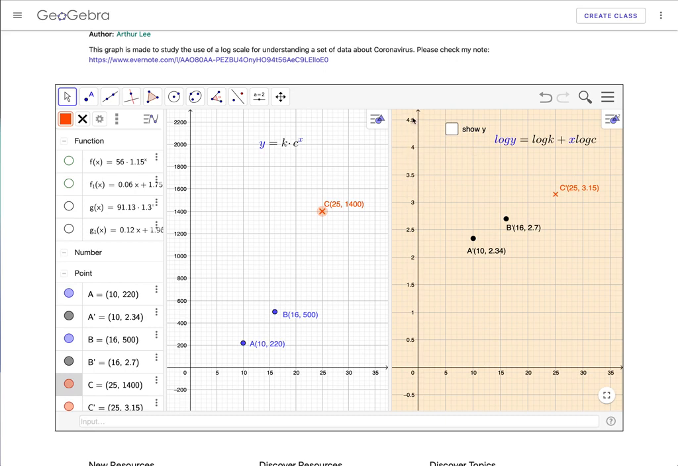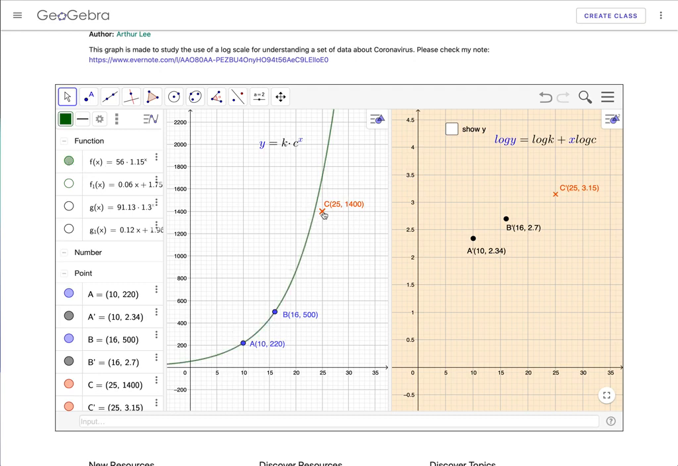So this graph plots the logarithm of the y value of the original graph. And you can see that, as we explained earlier, if A, B, C is lying on a straight line, then this original graph will be exponential growth. So let's have a check.